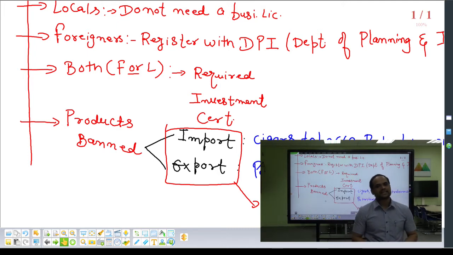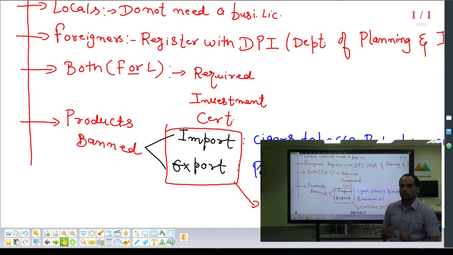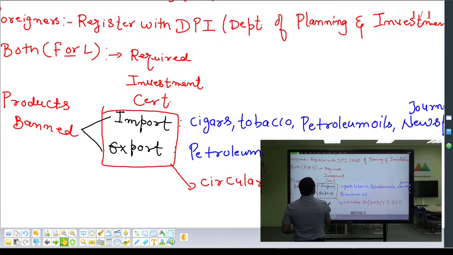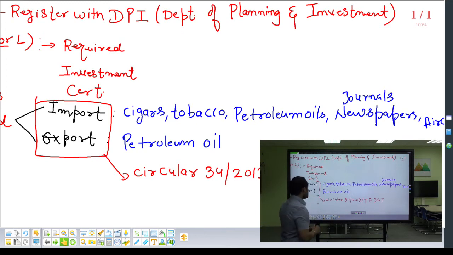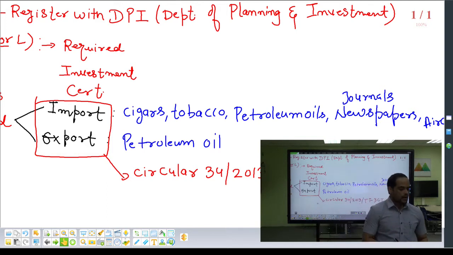So according to this certificate, if you have this certificate, you can import and export certain kinds of goods that the government permits you, right? Now what are the import export items that the government includes under these investment certificates? So let's discuss this. I repeat, these investment certificates are basically for certain products that the government gives you permits for, right? And then you can do specific things if you are holding such an investment certificate, which is required, right?